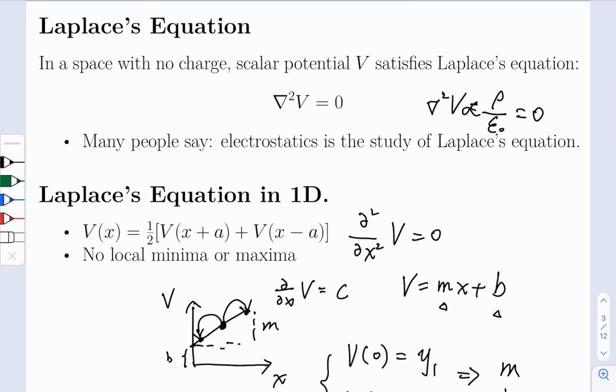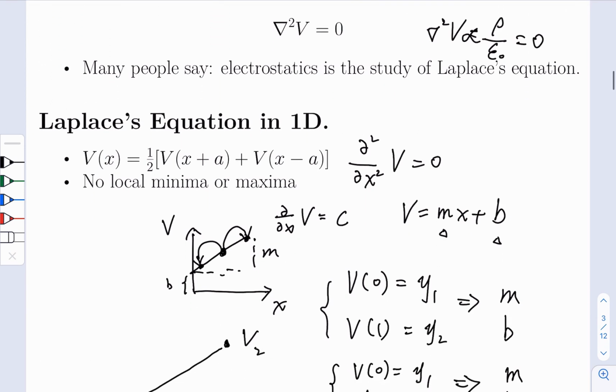Now let's start by looking at the Laplace equation. The Laplace equation can be derived from Poisson's equation, assuming that there is no charge density here, rho equals 0, and then we recover the Laplace equation. Many people actually say that electrostatics is the study of the Laplace equation.